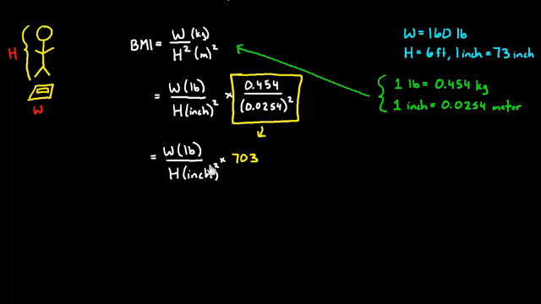So going back now, I can finally throw in my own numbers, right? I can say, okay, so my BMI is 160 divided by 73 squared, times 703. So let me erase that just to make it clear. Okay, so this math works out to 21. So my BMI is 21. Wonderful. The next question is, well, what does that mean?